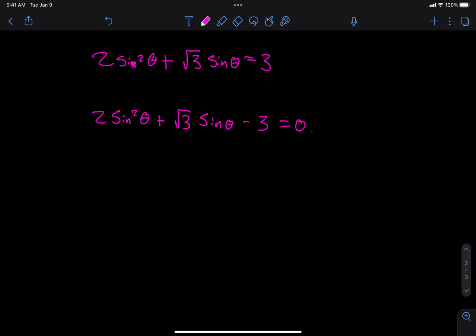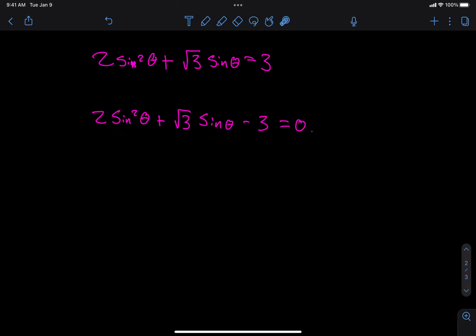But there is something interesting about the structure of this equation. It says 2 times something squared plus square root 3 of that something minus 3 is equal to 0. What kind of structure is that? Quadratic. It's quadratic. Specifically, it is quadratic in form, right?